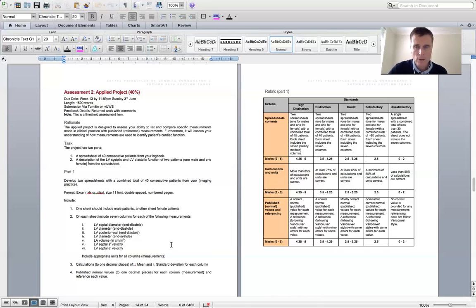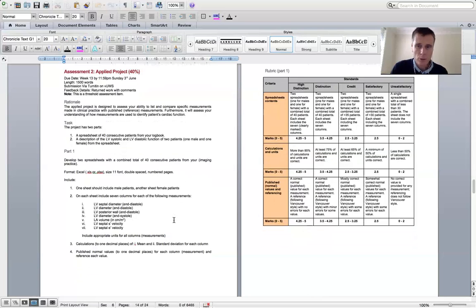List, as I was saying, 40 patients with those columns divided into male and female. Then, at the bottom of the columns, you'll need to calculate the mean and the standard deviation for each one of those measurements. Okay, so there'll be the mean and the standard deviation for the LV septal diameter in one column, at the bottom of one column, and then the chamber diameter in another, etc. And below that, you include a published normal value for that particular parameter. Okay, that's that.